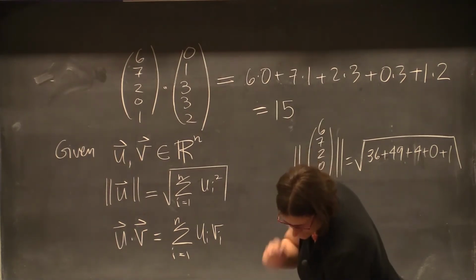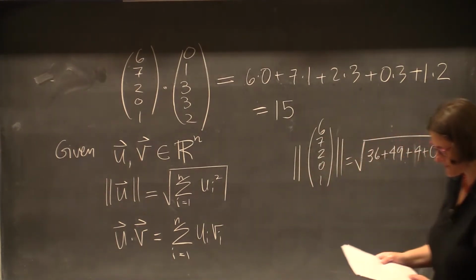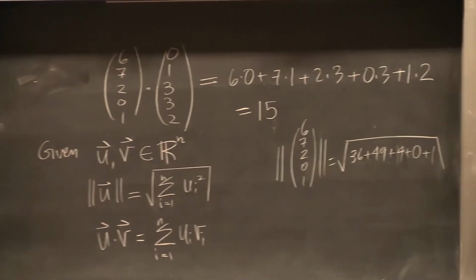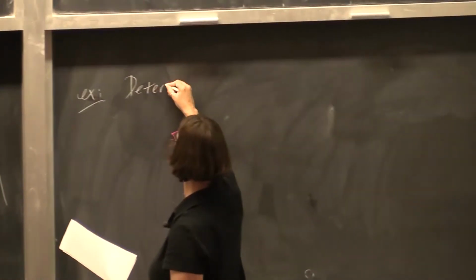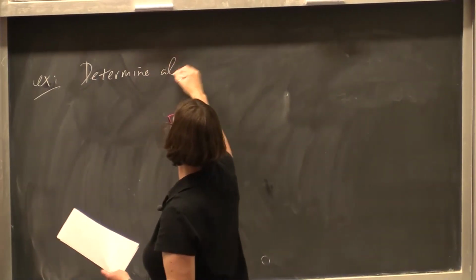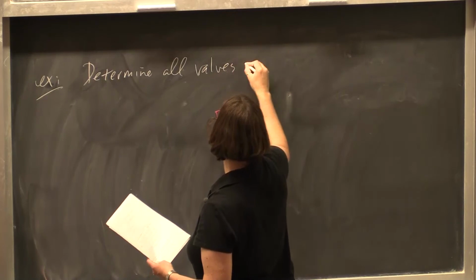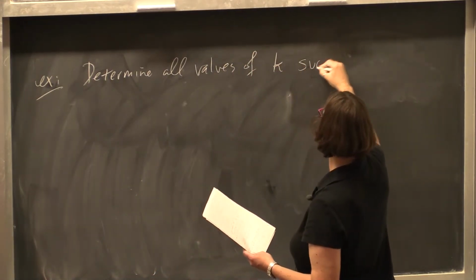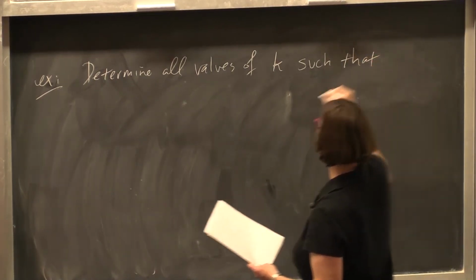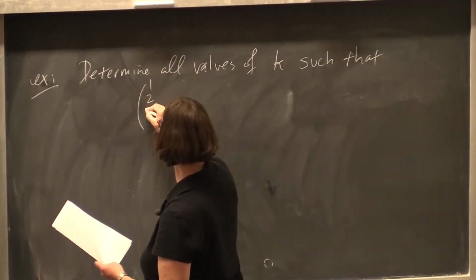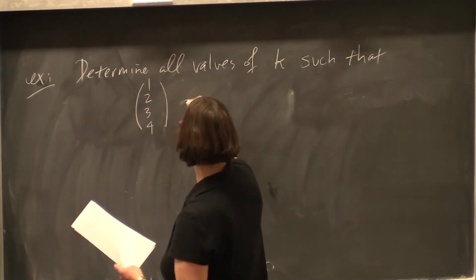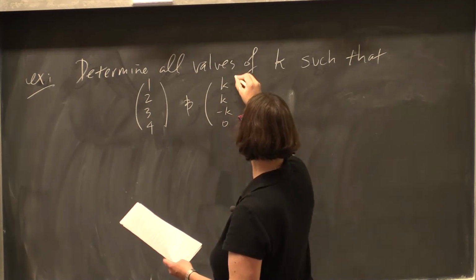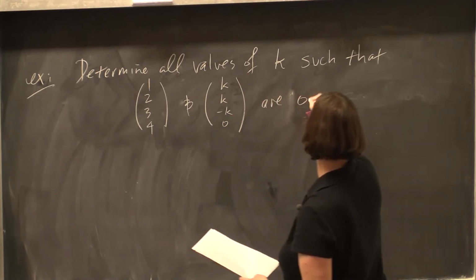And before I talk about the properties, let me just do an exercise from the book. Exercise. Determine all values of k such that 1, 2, 3, 4, and k, k, minus k, 0 are orthogonal.